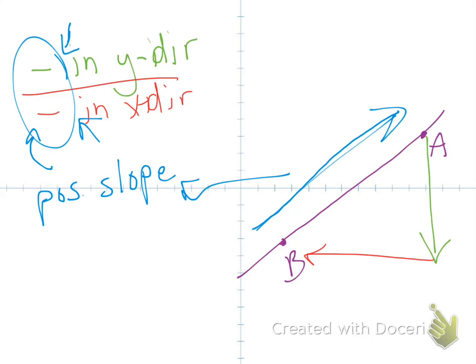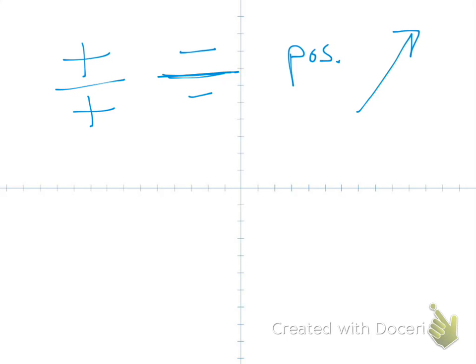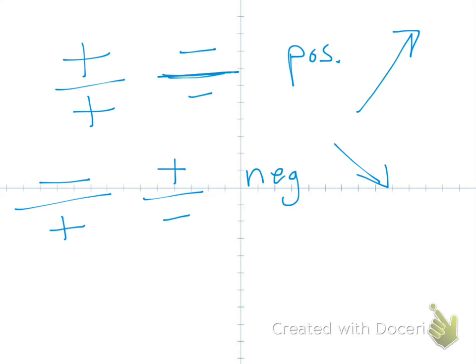So what do we have to remember from this? Basically, if I go up in the y and I go right in the x, or if I go down in the y and left in the x, both of these give me positive slope, which means the line goes up. If I go down in the y and right in the x, or I go up in the y and left in the x, that's going to be a negative, which means I go down. Hope you did good on this.